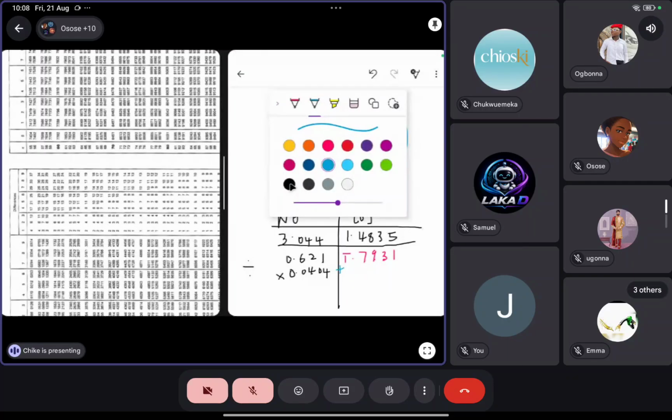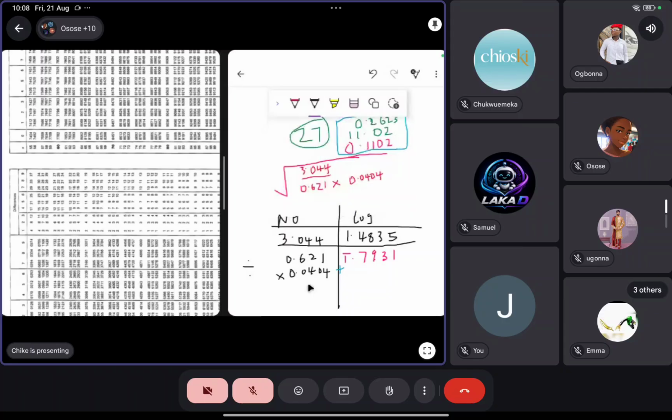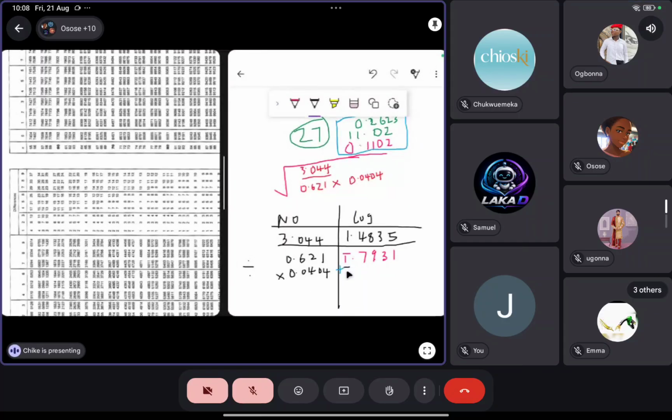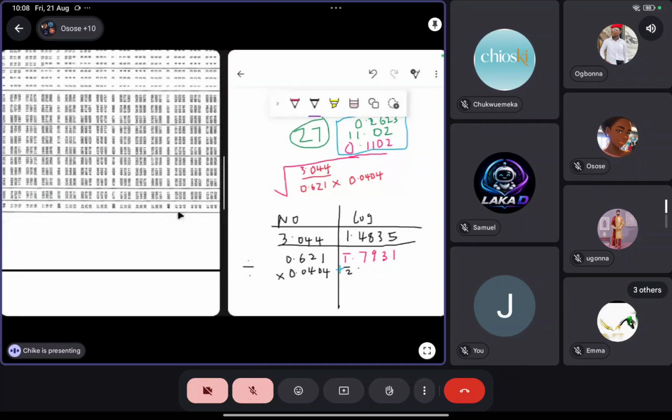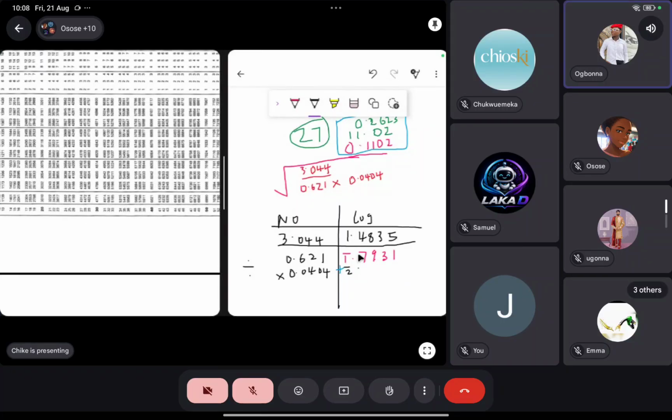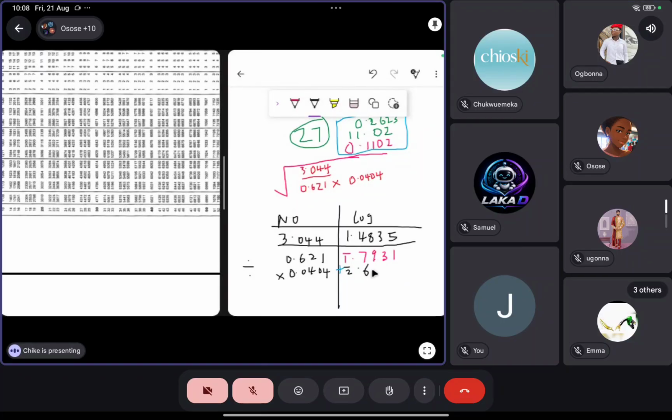Then what will be my characteristic for this? Bar 2, correct. So we have bar 2 point. I'm looking for 40 under 4. Together, let's look for 40 under 4. What does that give me? 6064, correct. So let's add to get our total value for the denominator.